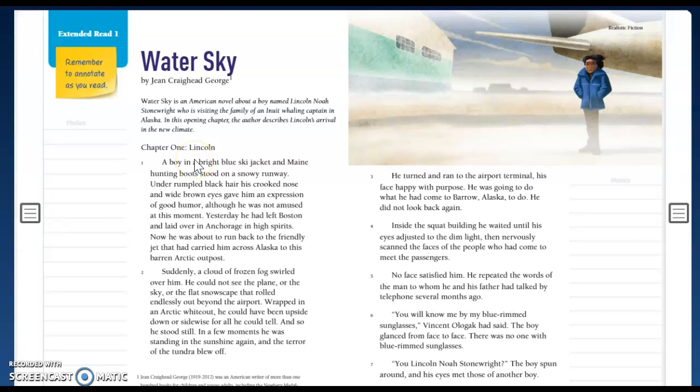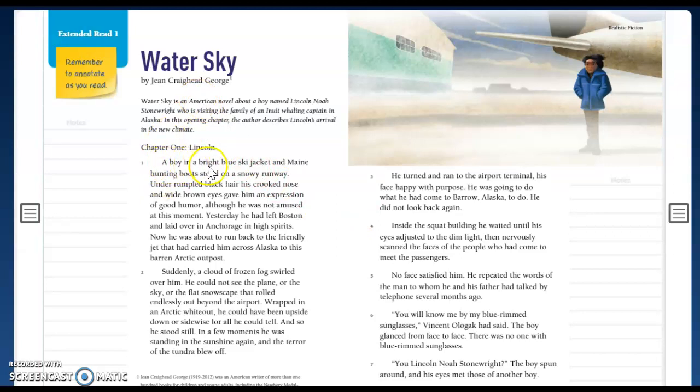Now, it's said that the characters are imagined. And so that means that the author, Jean Craighead George, came up with the characters. But they're realistic in that they act like real people. So let's see if we can find some examples about the characters. Let's look in paragraph 1.